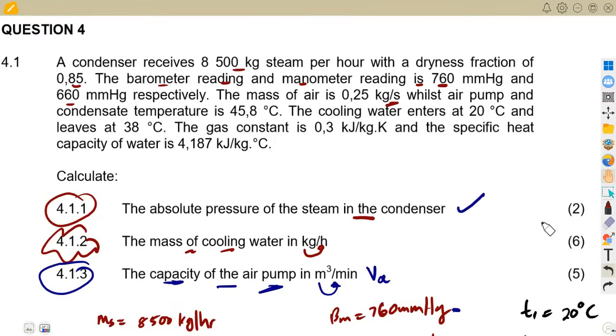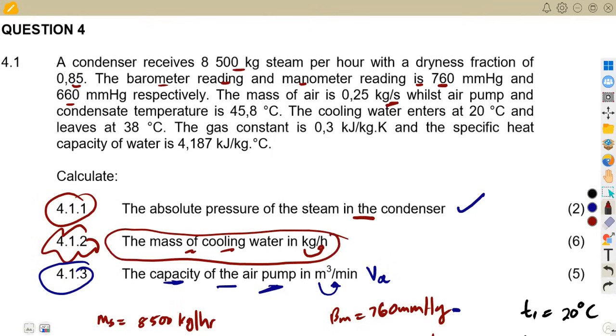Like I said, they'll ask you these two questions in one question, or they're going to ask you just this one, or they will just ask you this question directly as it is. But you must know that you must first find absolute pressure in order for you to have this. The same thing, in order for you to have the capacity of air, which is the volume of air, you need to have absolute pressure.